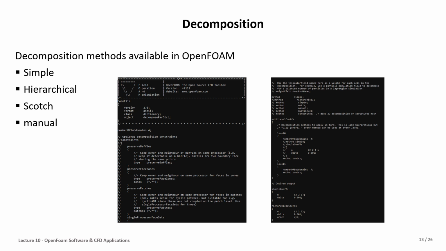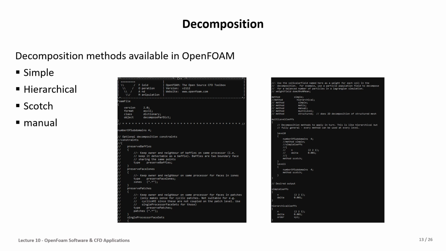The other one is hierarchical. It's again a geometric decomposition, which is the same as simple, except the user specifies the order in which the direction split is done. It doesn't specify that it must be on x and y, and it should be specified by the user.